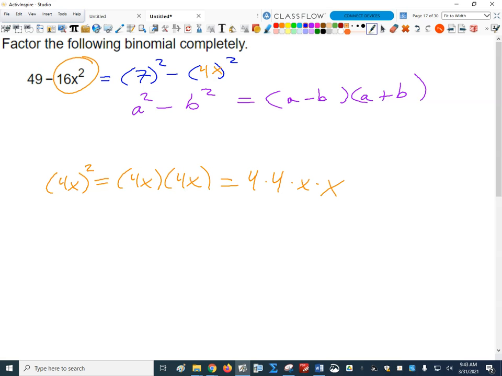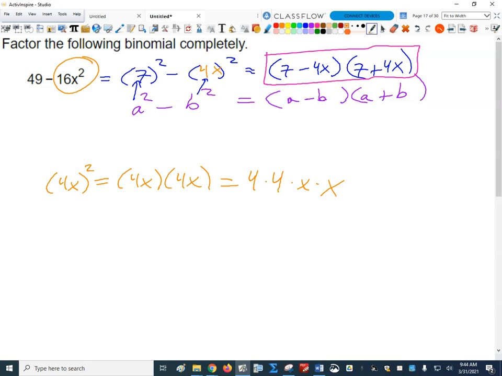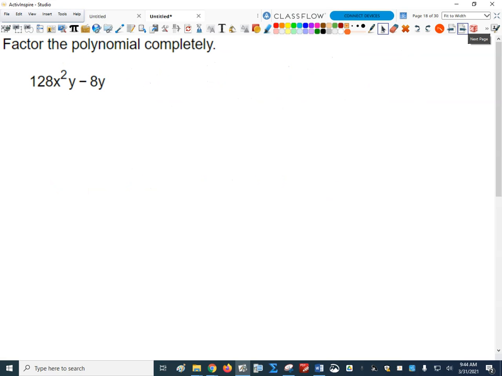So then what's my answer going to be? So this is my A, and 4x is my B. So what am I going to get out of that then? Good, so whatever my A is, 7 minus my second thing, a 4x, times whatever my first thing is. My A is a 7 plus my second thing, my B is a 4x, and that's it. There's my answer. Okay, good. All right. How about that one?